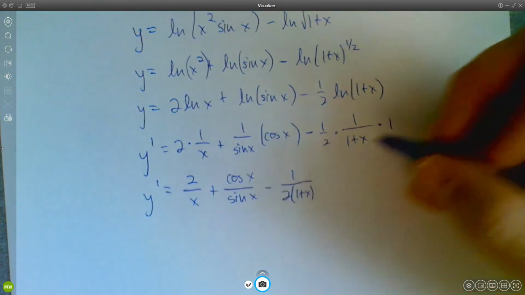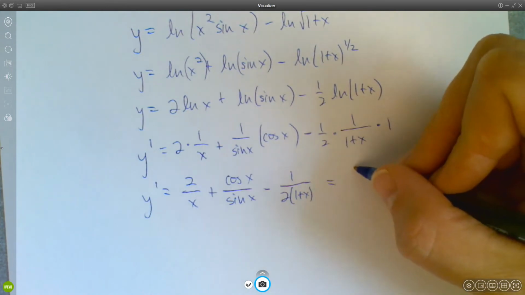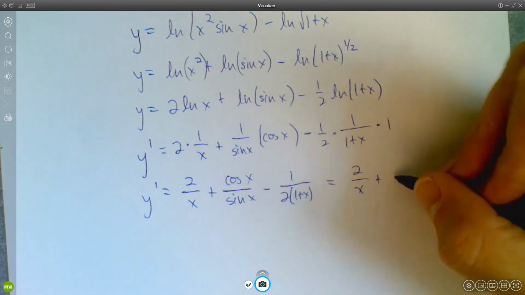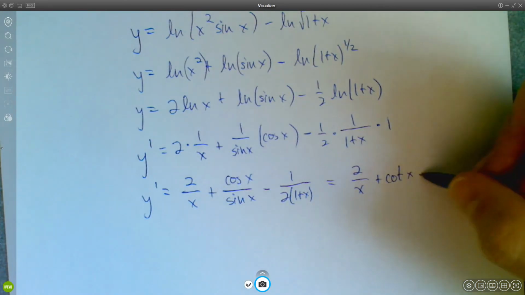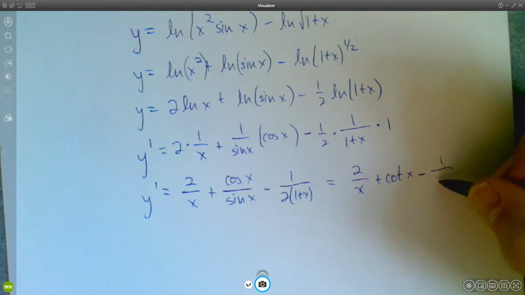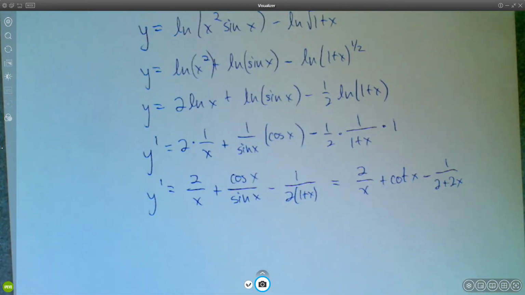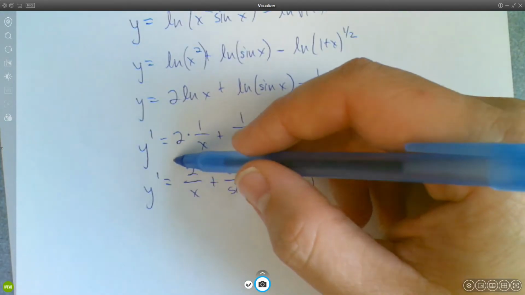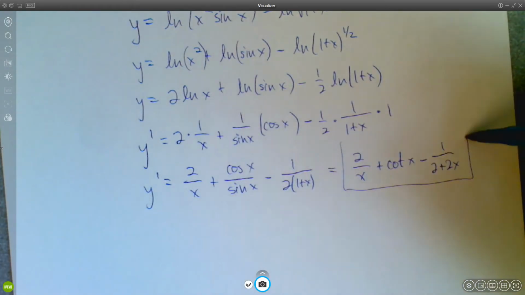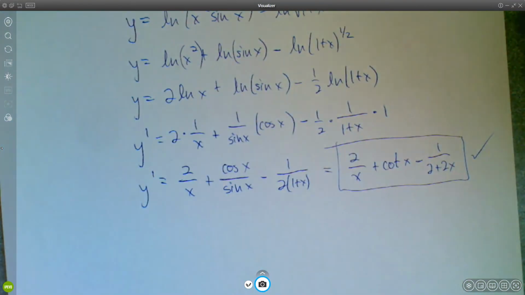And if you wanted to, you could rewrite this as something like 2 over x plus cosine over sine, which is cotangent x. And you could distribute down there in the denominator. I'm not sure where the book is going to stop on this. I think I'd be inclined to maybe stop. Well, this is actually a nice answer. So there's that.